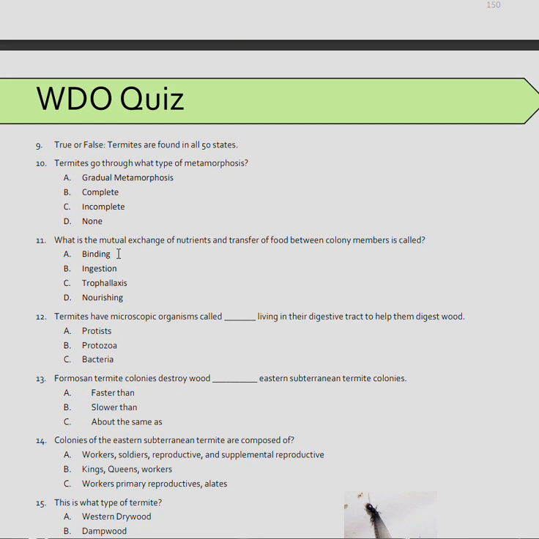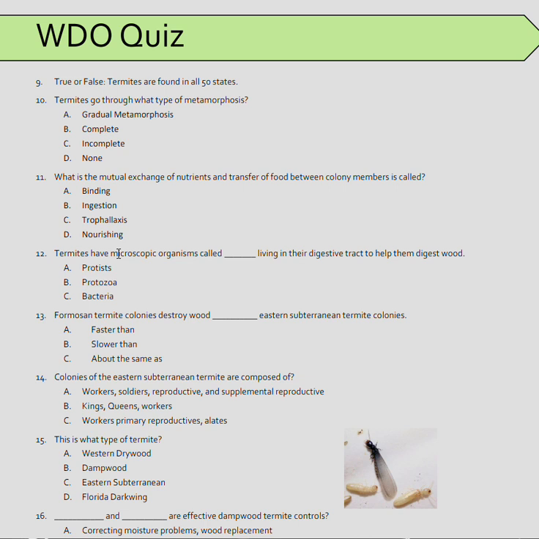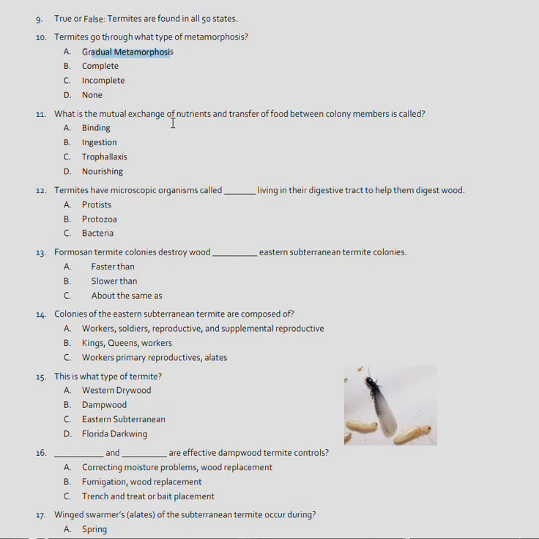True or false? Termites are found in all 50 states. The answer is false. They're not in Alaska. Termites go through what type of metamorphosis? The answer is gradual metamorphosis.